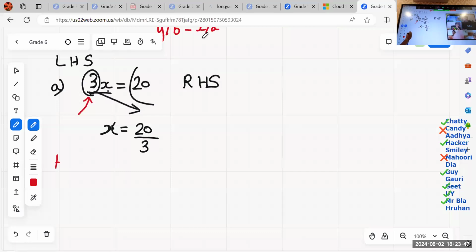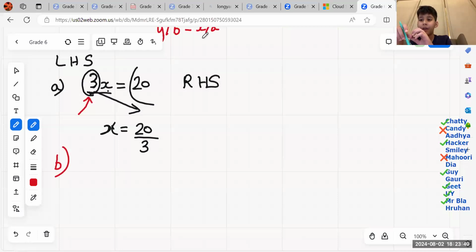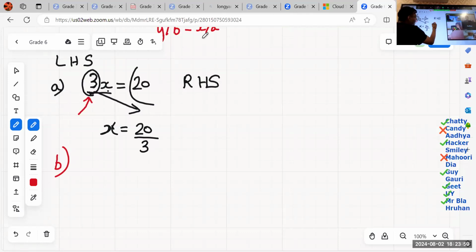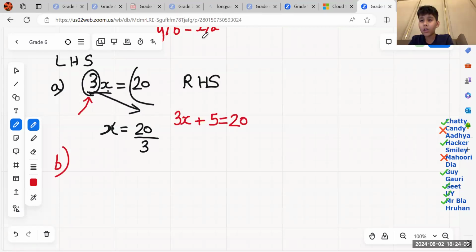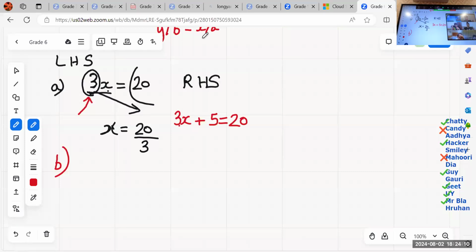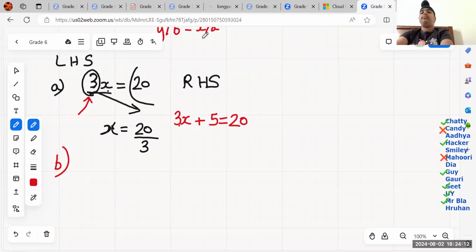Adya, start your camera. Who did not understand? Gauri? Beta, if I have 3x plus 5 equals 20, I cannot take this 3 to the denominator of 20 because this 3 is not multiplied with the whole left hand side. Understood? So what would you do?